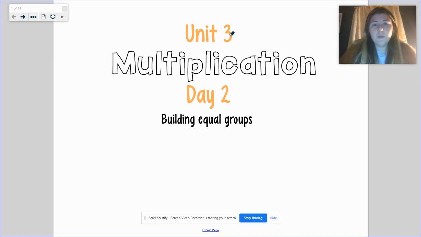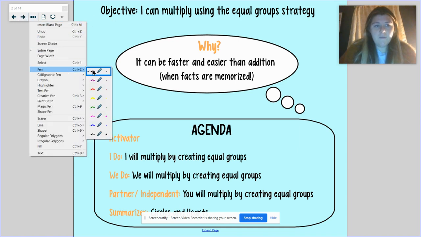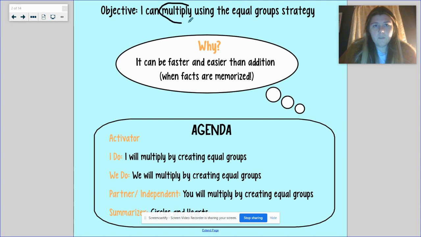So we are on Unit 3, Multiplication, Day 2, and we are still learning how to build equal groups. Our objective today is I can multiply. So you are multiplying using the equal group strategy. And we learn this because it can be faster and easier than addition. So when we start to memorize our multiplication facts, we can do them so quickly. So it's really important that we're just able to look, and then know it.